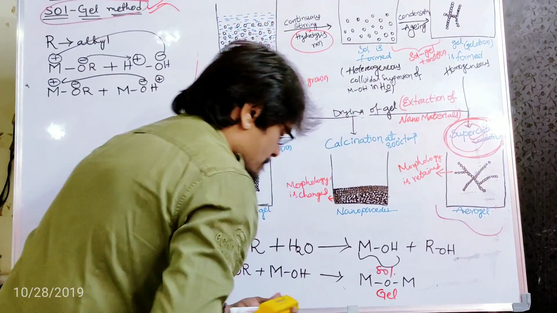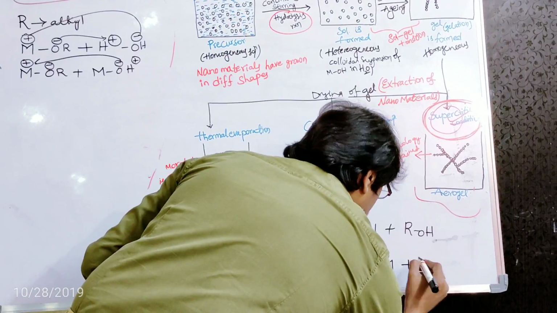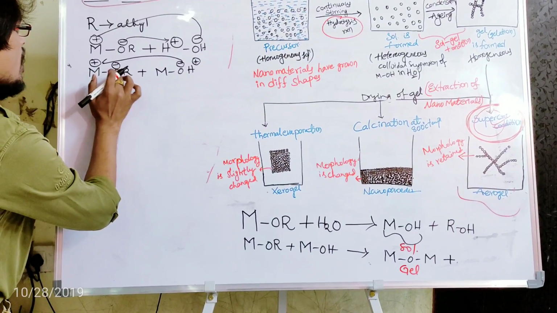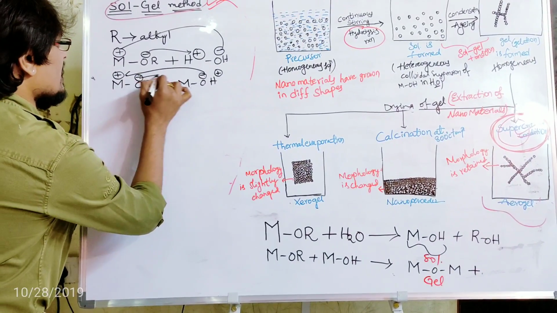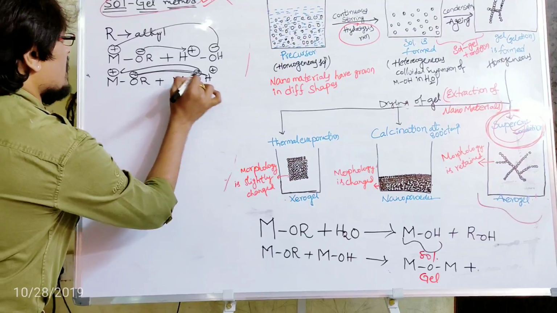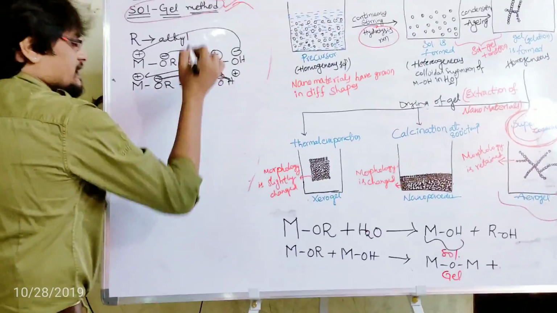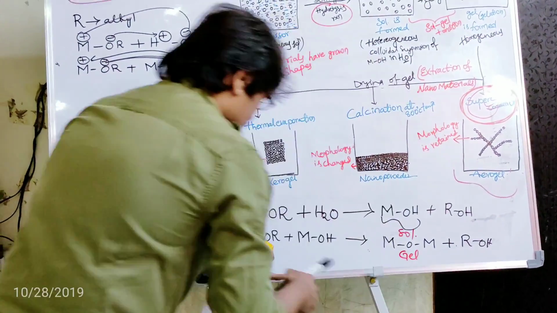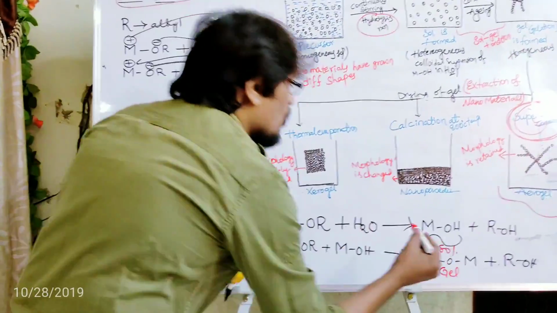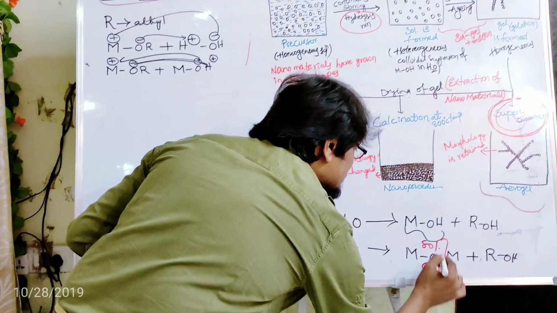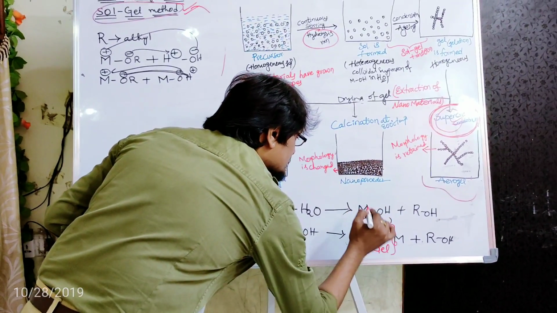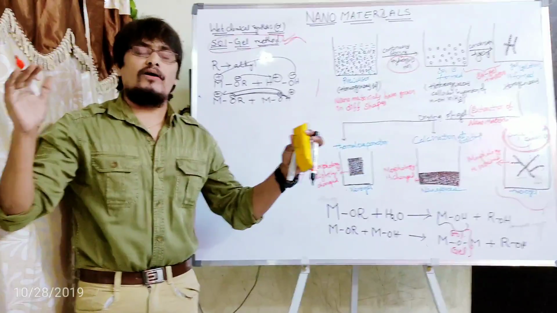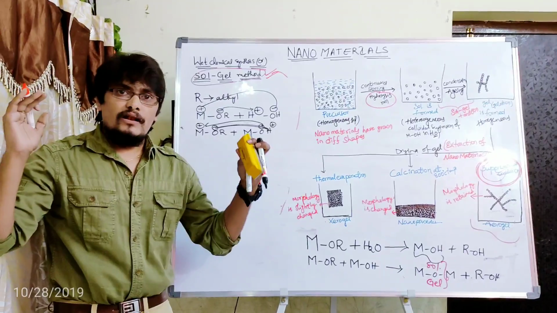Gel, plus, what is left, friends? OR minus and H plus. So ROH. So since the transformation of salt to gel is taking place during this particular synthesis or preparation of the nanomaterials, this particular synthesis is called the sol gel method.